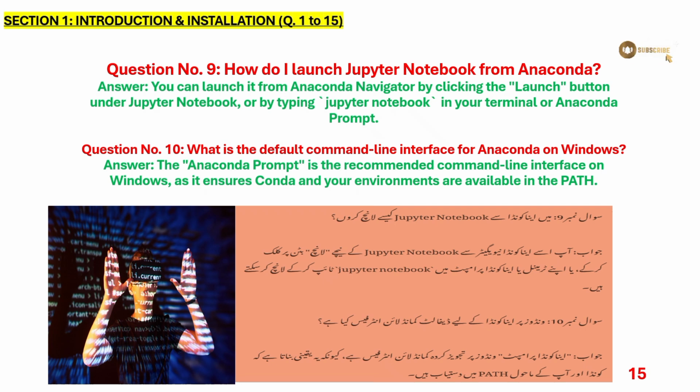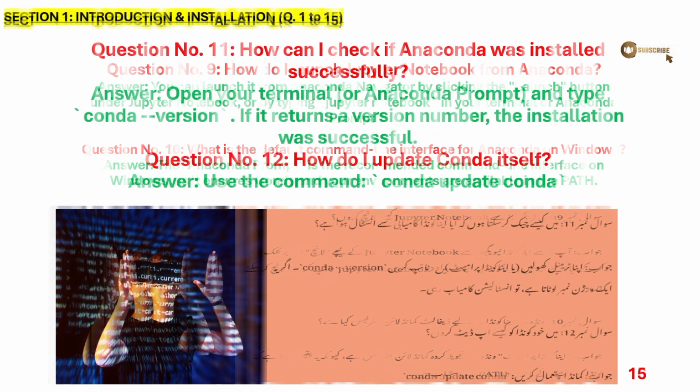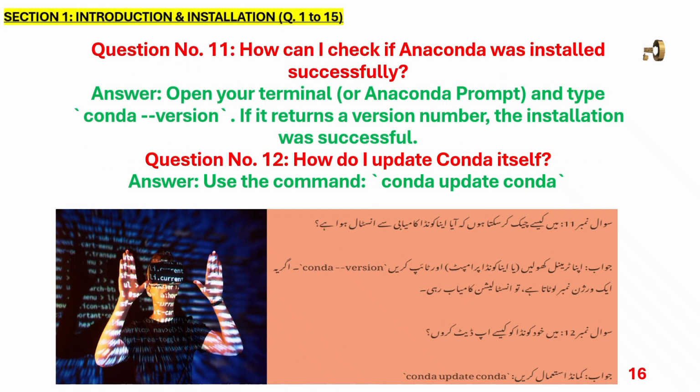Question number 18. How do I create a new environment? Answer. conda create --name myenv. Question number 19. How do I create an environment with a specific Python version? Answer. conda create --name myenv python=3.9. Question number 20. How do I create an environment and install packages at the same time? Answer. conda create --name myenv pandas matplotlib jupyter. Question number 21.